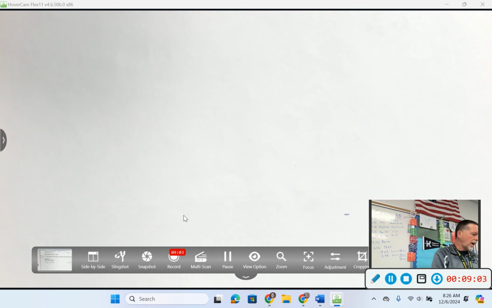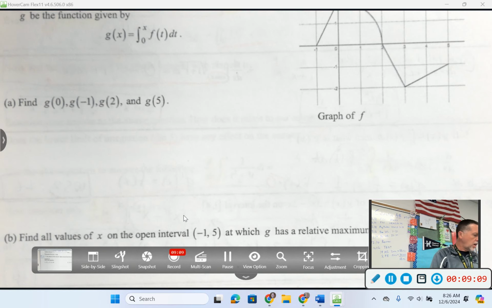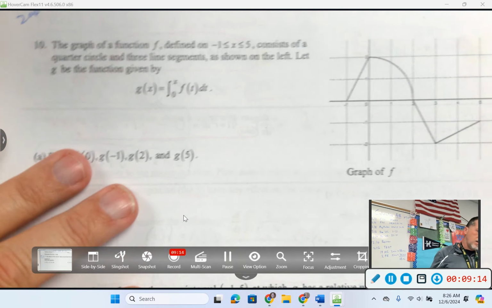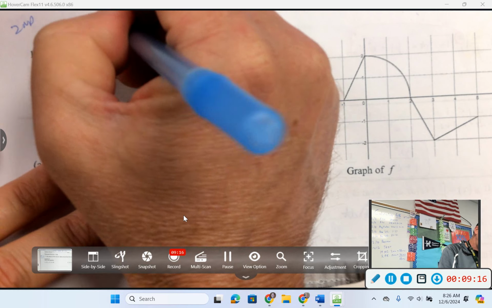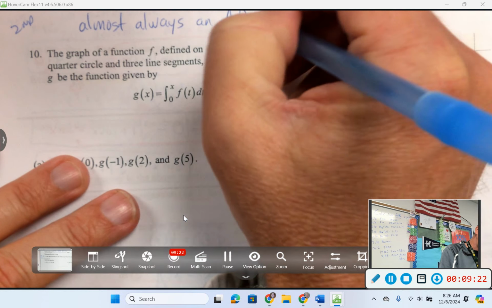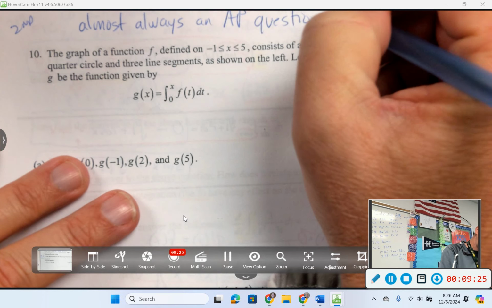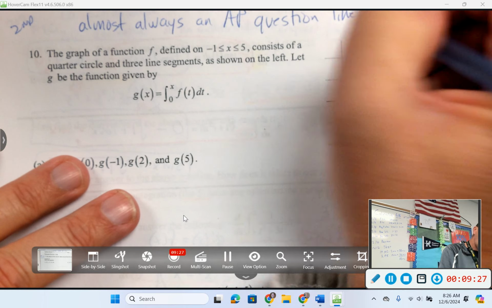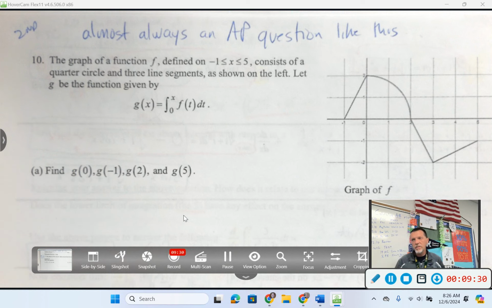Let's grab the notes packet and let's do that last example. There's almost always an AP question like this. Almost always. Which means I guarantee you there will be a question like this on your test next Thursday. Like, promise you, there will be one very similar to this.